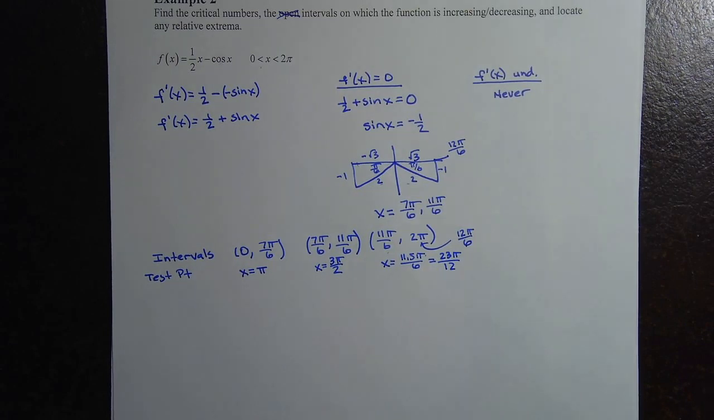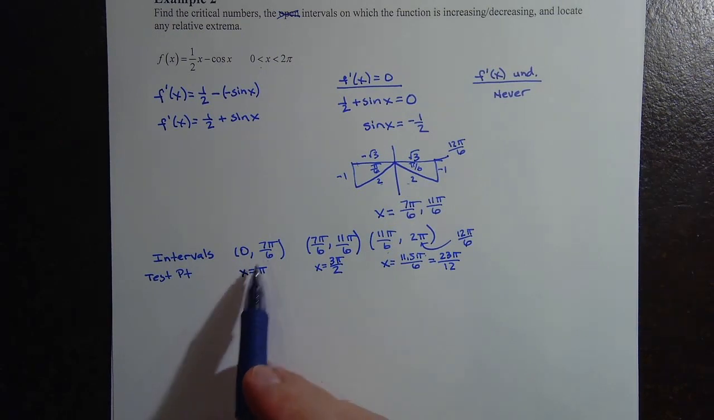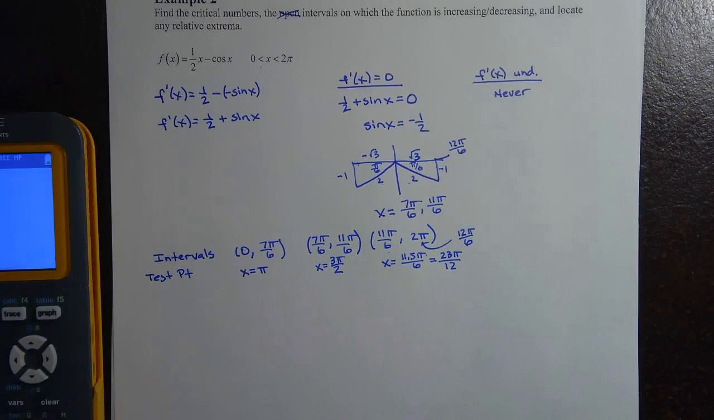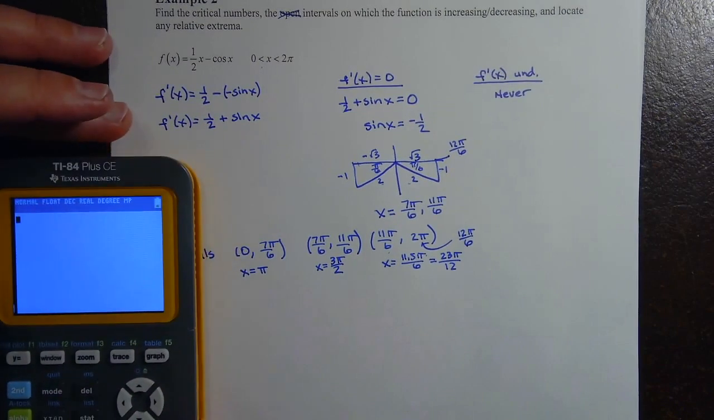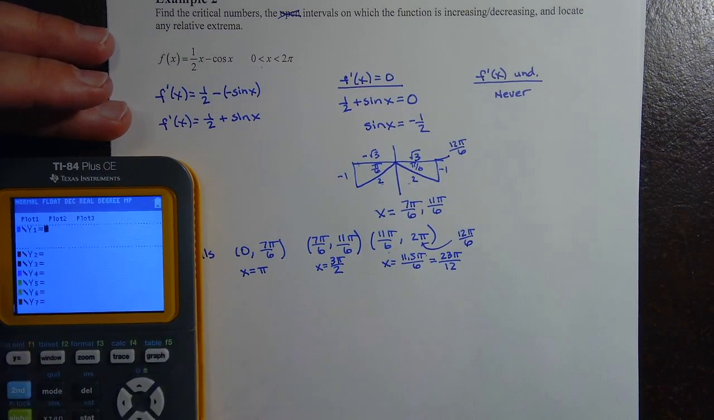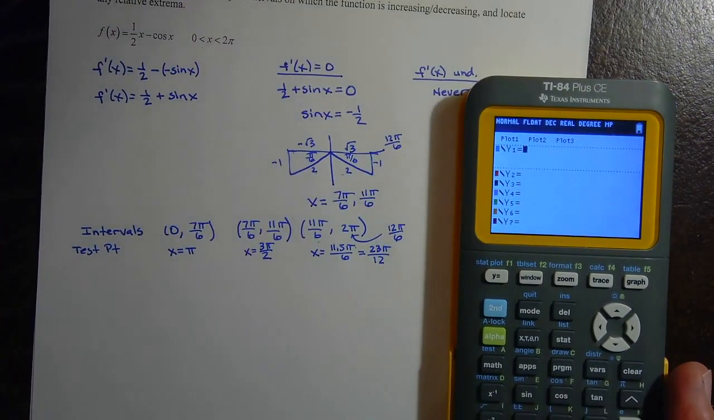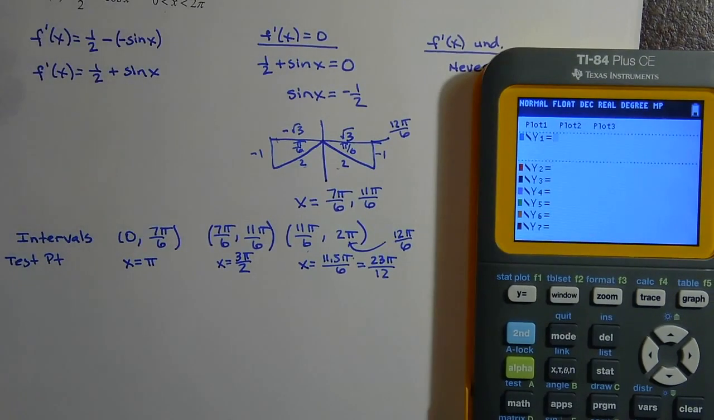Now, here's where we're going to use our graphing calculator to determine the sign of these. Since this is a pretty easy function, I'm just going to put it in. So actually, let's go to y equals. Let me clear this out. I'm going to zoom in a little bit so you can see the calculator a little bit easier. So I'm going to put in our derivative, which is 1/2 plus sine x. Now we got to remember this is not the function. This is the derivative.